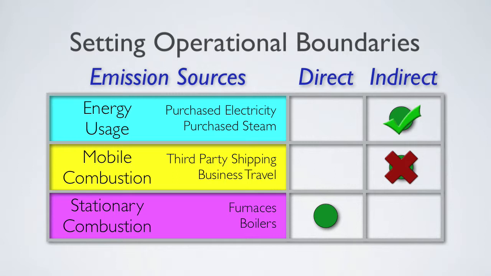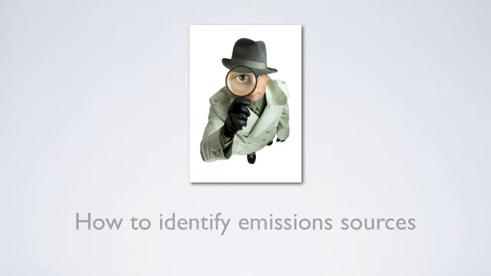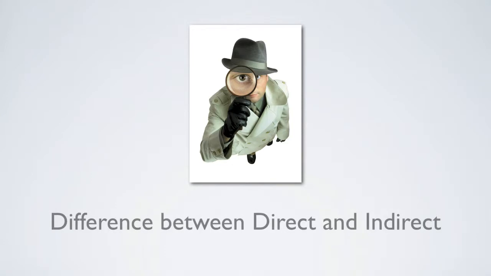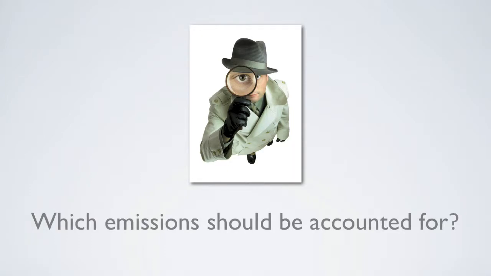Operational boundaries are a critical component of a greenhouse gas inventory because ultimately, they determine which emissions will be accounted for. So, we're first going to dissect this process and take a closer look at each of the three elements. First, we will focus on how to identify emission sources at an organization or facility. Then, we'll look at the difference between direct and indirect emissions. And last, we'll take a look at which emissions companies should account for.